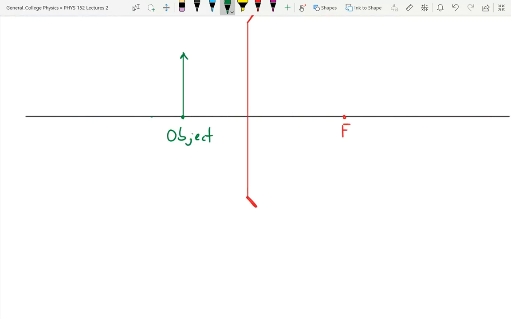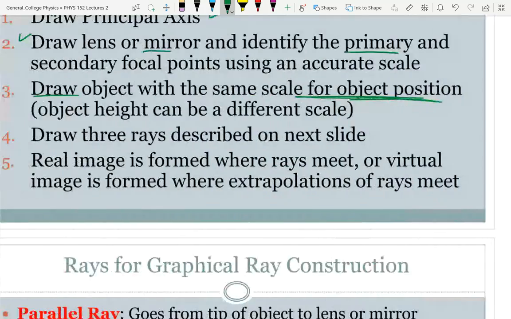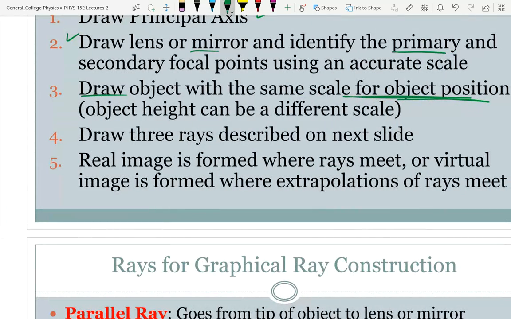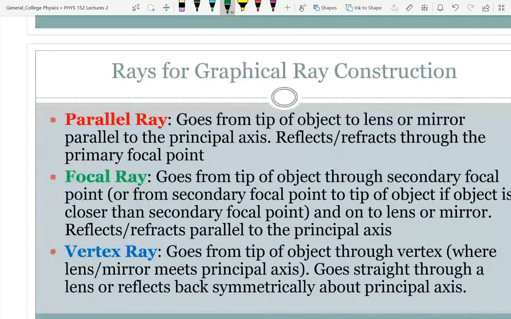So here I have distance object is equal to 10 centimeters. Focal length equals minus 15 centimeters. That comes from, remember, I counted out when I made my marks on the ruler. Draw three rays described on the next slide.